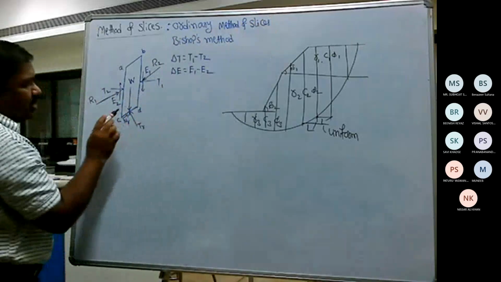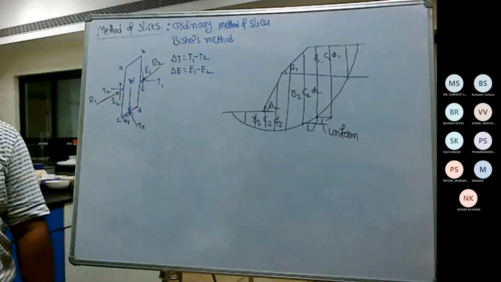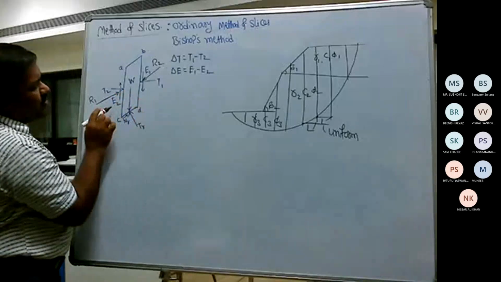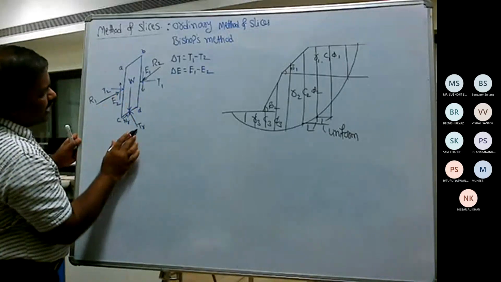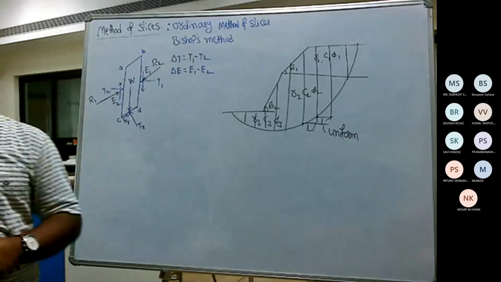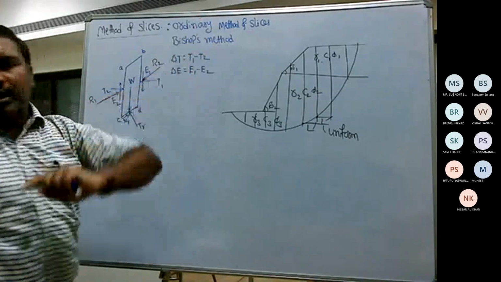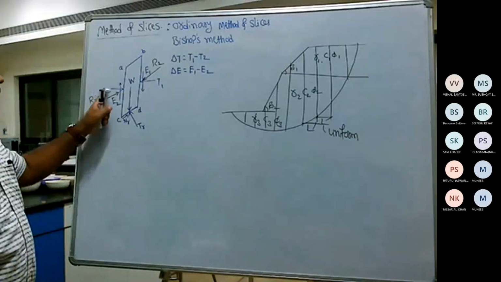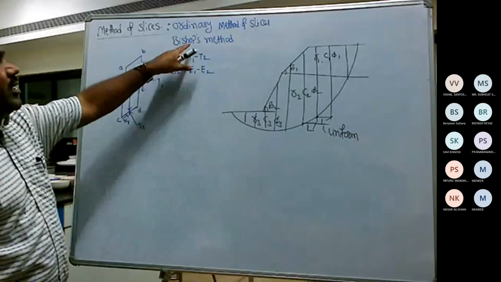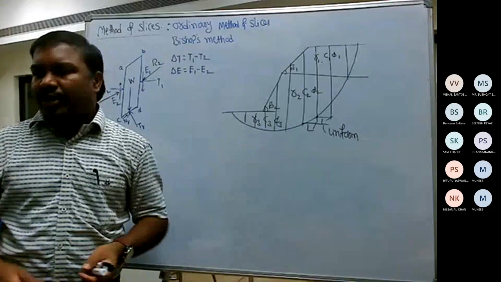So in the ordinary method of slices, we do not consider the E1, T1 and E2, T2 acting on either side of the slices. Those are grossly ignored. Whatever they have taken is only a simple free body diagram: W, the normal force and the tangential force acting at the bottom of the slice. Bishop modified the ordinary method of slices by accounting for E1, E2 and T1, T2. That's why it is called the simple Bishop's method, or modified Bishop's method.